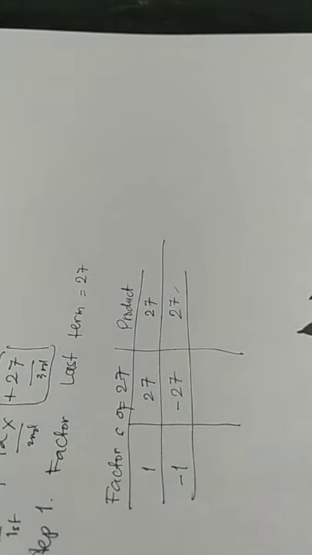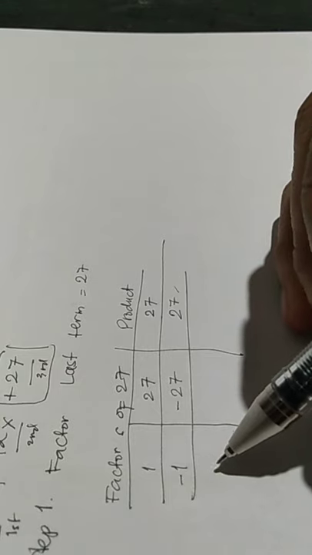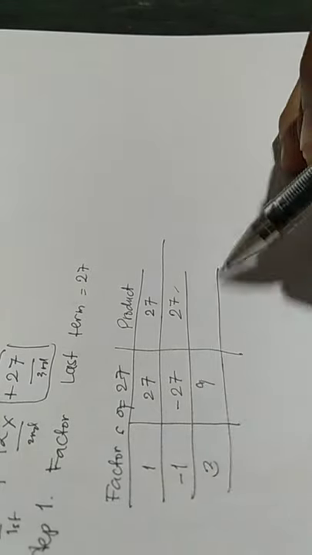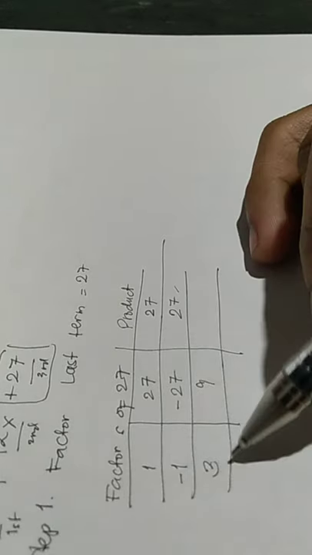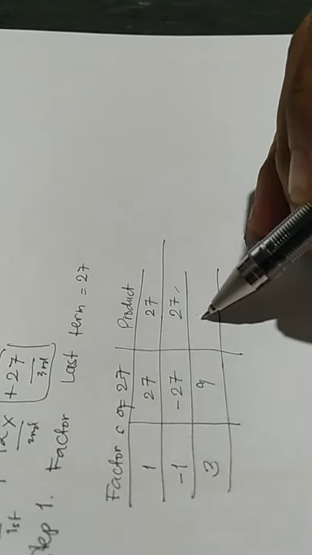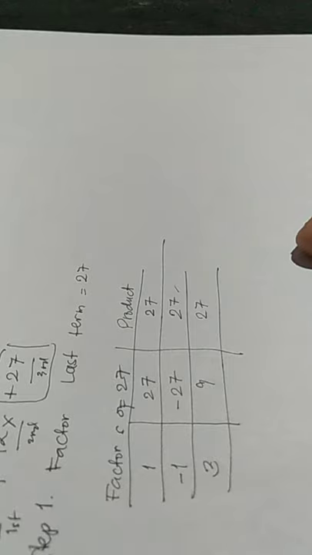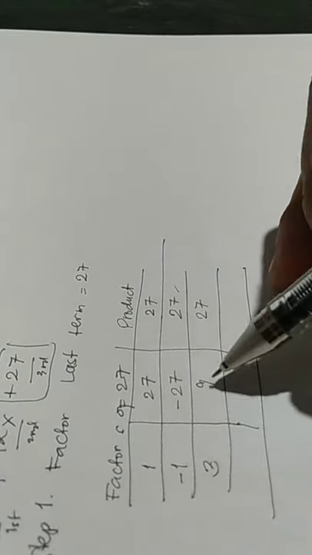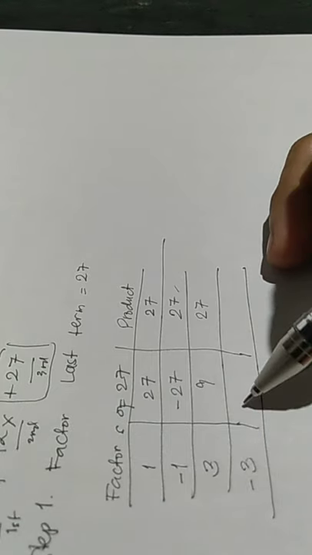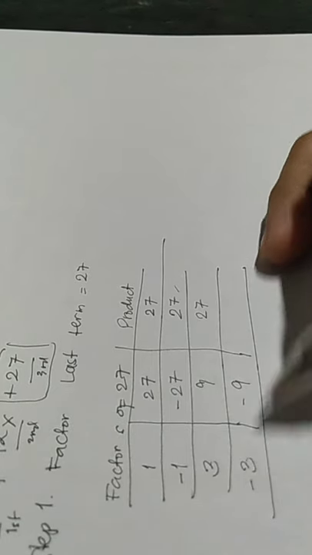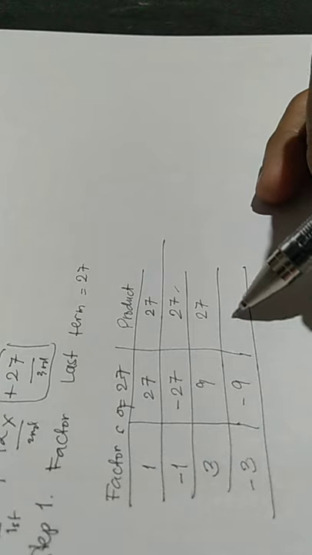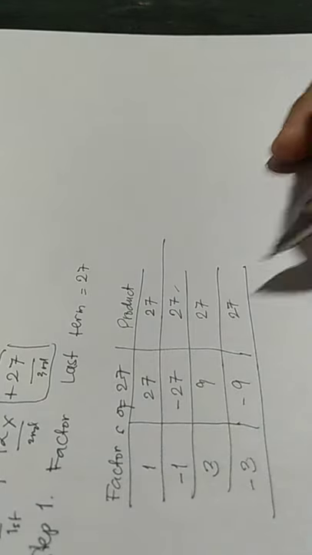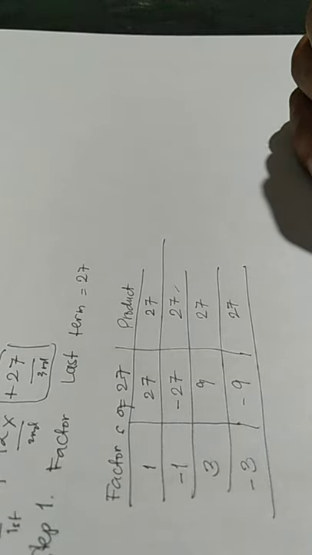Next, what are other numbers? 3 times 9. Positive 3 times positive 9 will give you positive 27. Another, if we use the positives, we will also use both negatives. Negative 3 times negative 9 will give you positive 27. These are the factors of 27. That is for step 1.